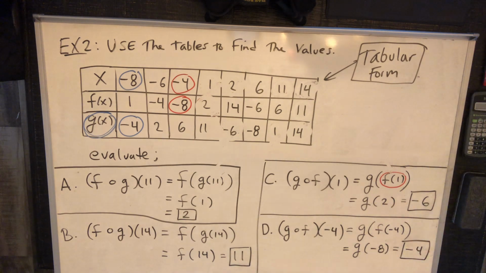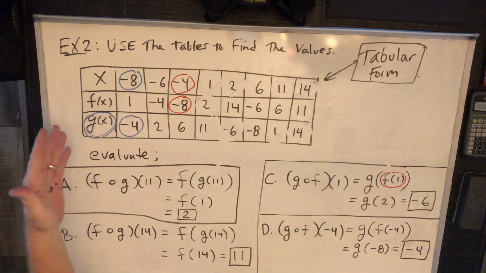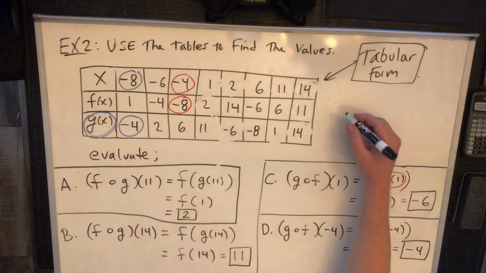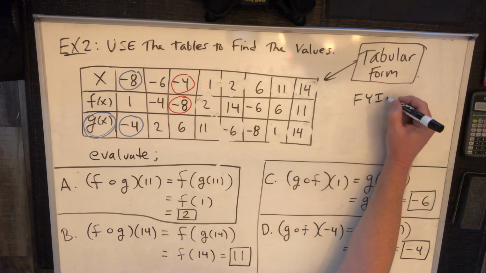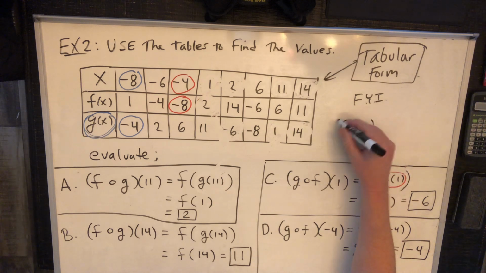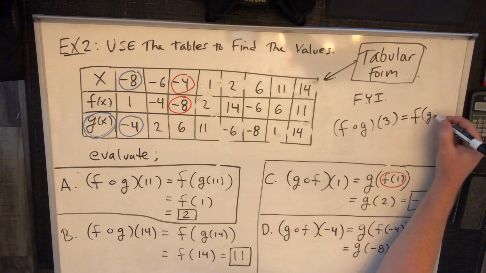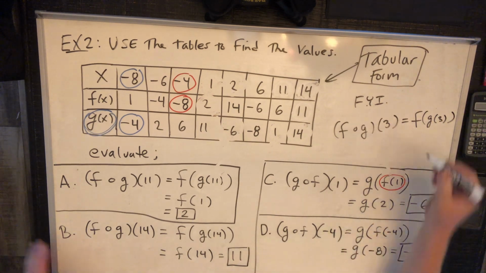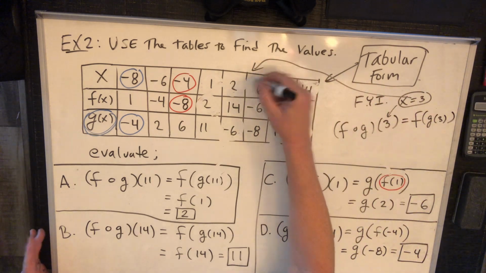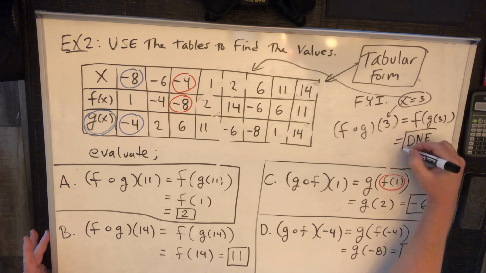Now keep in mind, I can only evaluate values that exist in the table. FYI, for your information, if you had something like, what's f of g of 3? This would mean that x is equal to 3. x equal to 3 is not in the table. So this does not exist.